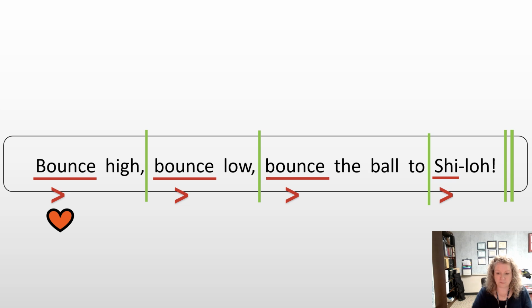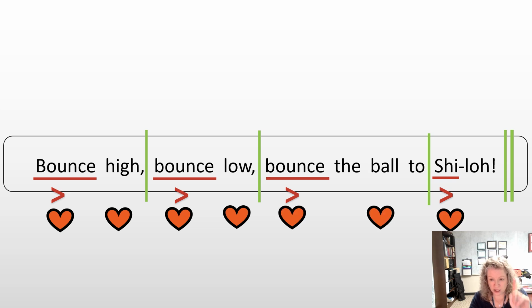Bounce high. How many beats was that? Let's try again. Bounce high. That one was 2. What's the next one going to be? Bounce low. So it's consistent. Bounce the ball to shine low. Bounce high, bounce low, bounce the ball to shine low. We've got 2 beats in each grouping or measure.